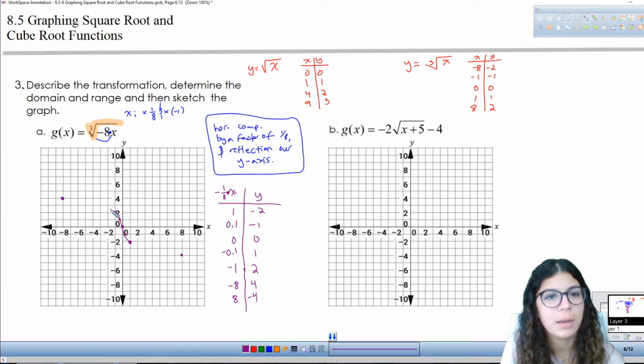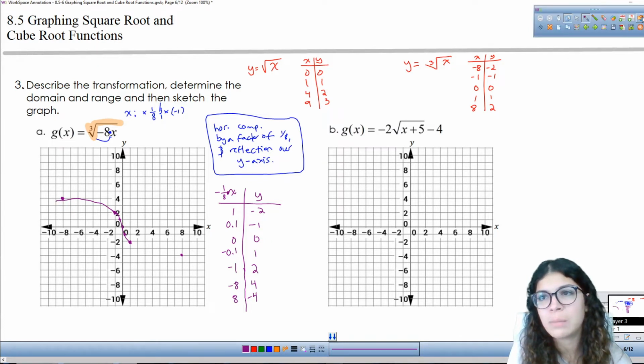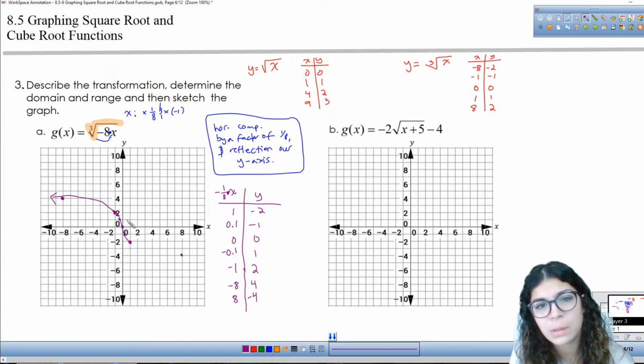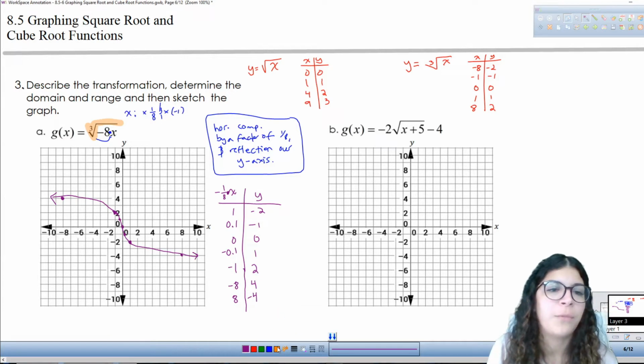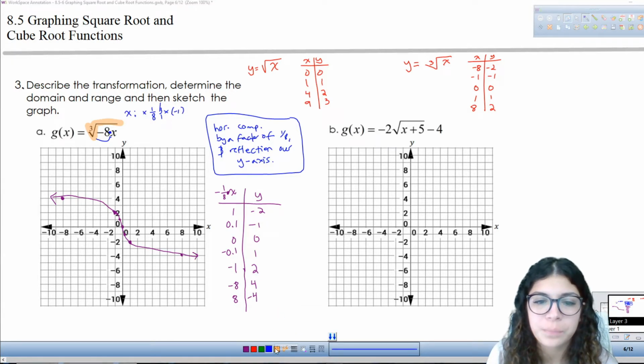And then we can go ahead and extend this graph, and that just makes it so that we have a more accurate graph, right? So I'm just going to connect the dots, there we go. And I like to do this just so that I have a more accurate graph, but technically it's not really necessary for a sketch. All right, let's go ahead and move on to part B.